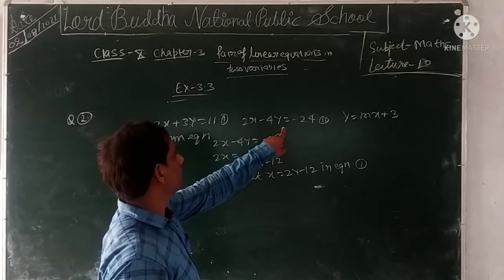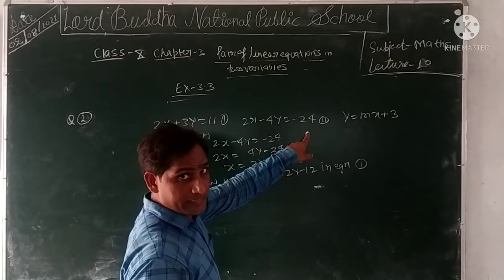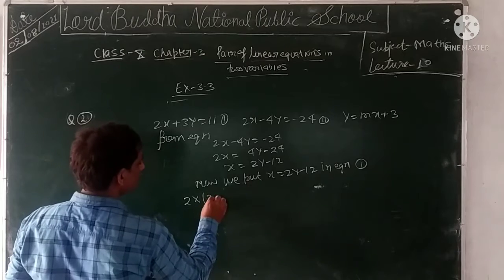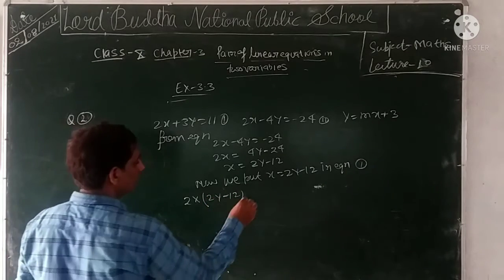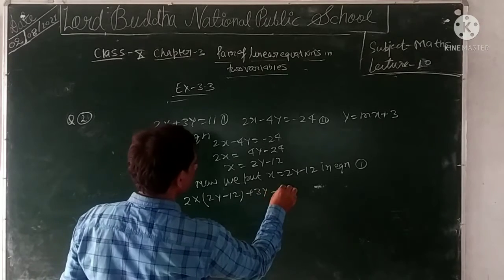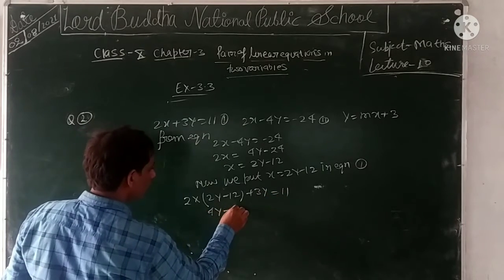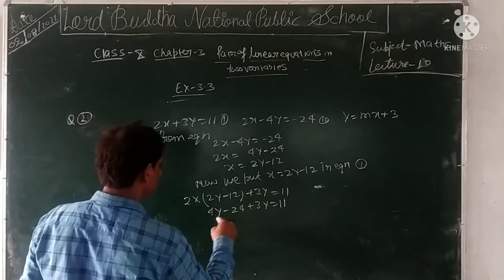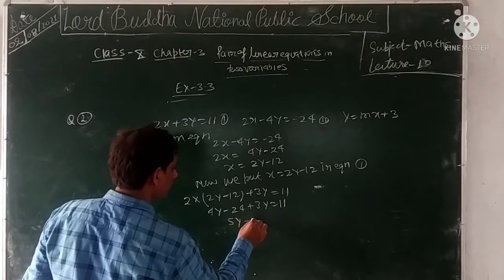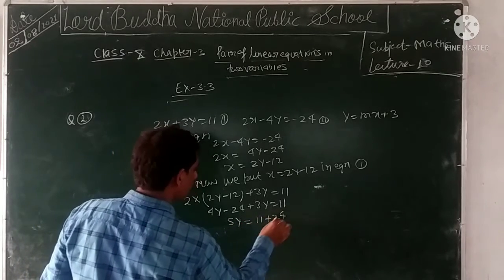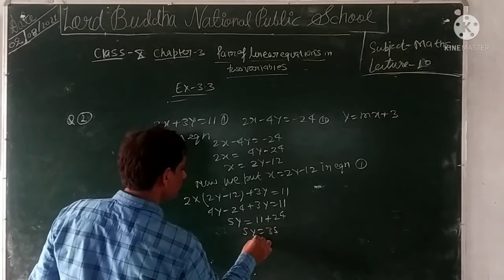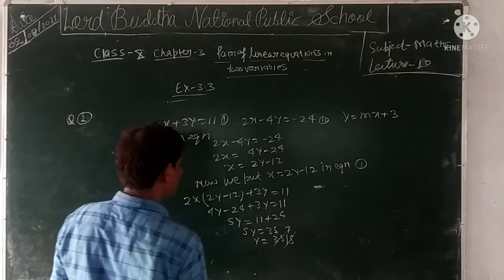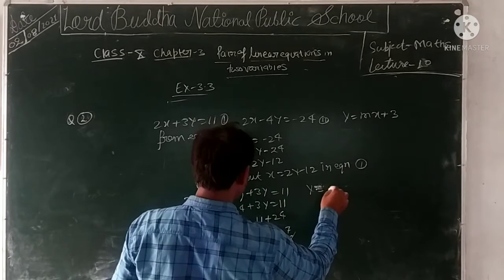because we find the value of x in terms of y from the second equation, hence we put this value in the first equation. Now, 2 in place of x, (2y minus 12) plus 3y equal to 11. 2 into (2y minus 12) is 4y minus 24, plus 3y equal to 11. Hence, 4y plus 3y, 7y equal to 11 plus 24, or 7y equal to 35, or y equal to 35 upon 7. Value of y equal to 5.